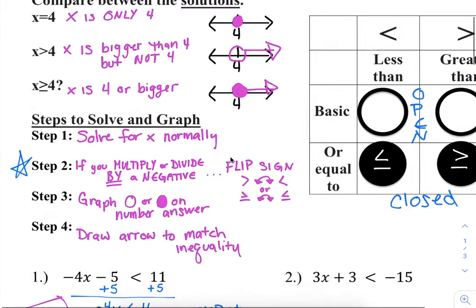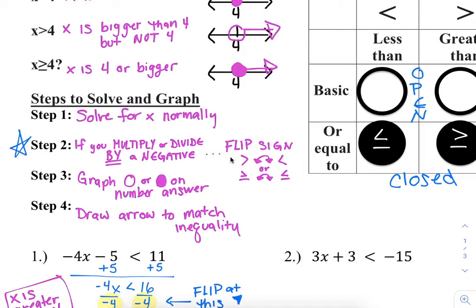Okay? All right. I want to make sure that we see this word right here. We want to know if you are multiplying or dividing by a negative. That means what you're doing to both sides is negative. Doesn't mean there's a negative there. It means what you are doing to both sides is multiplying or dividing with a negative.